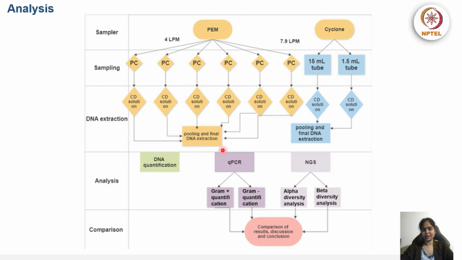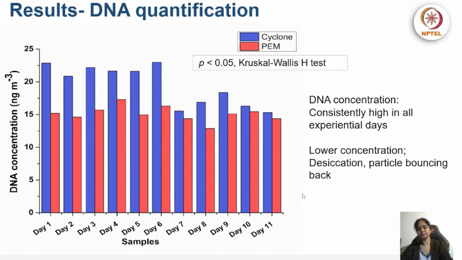After DNA extraction, DNA was quantified and qPCR was done. qPCR was done in terms of total bacterial concentration, gram quantification, gram positive quantification, and gram negative quantification. For NGS, we did alpha diversity analysis and beta diversity analysis. At the end, we compared everything and saw which sampler had better performance.